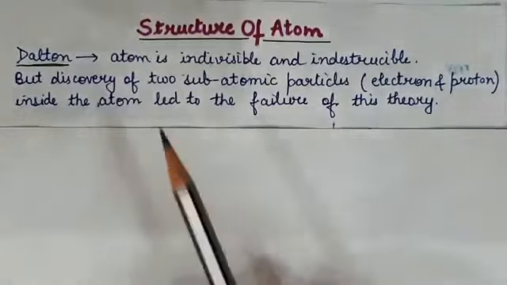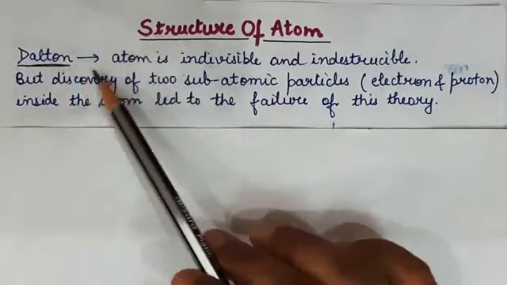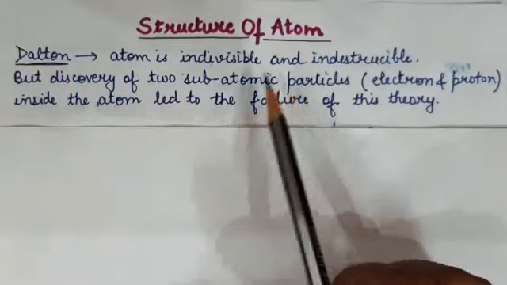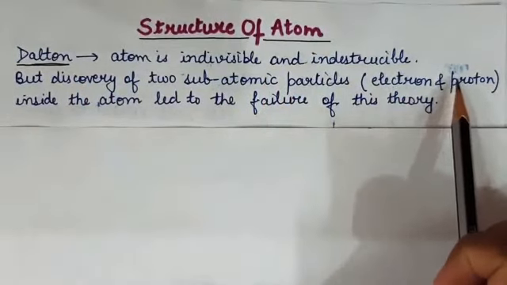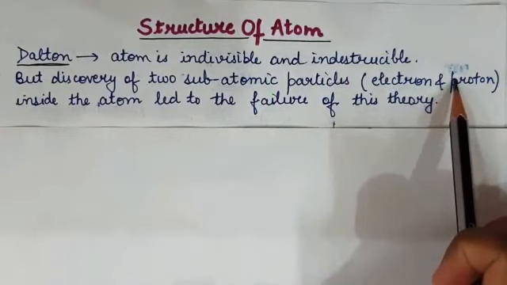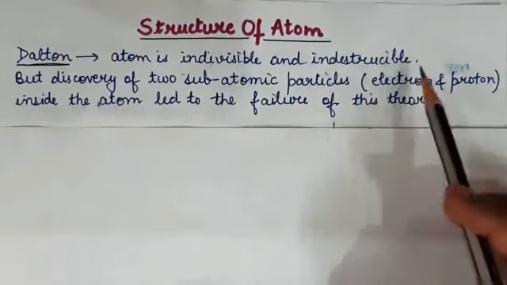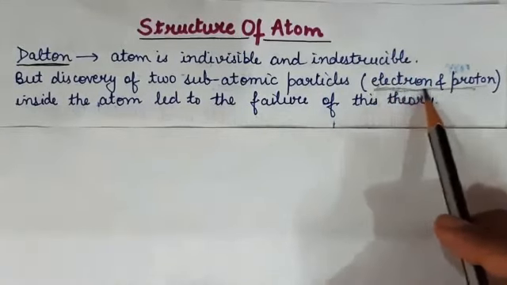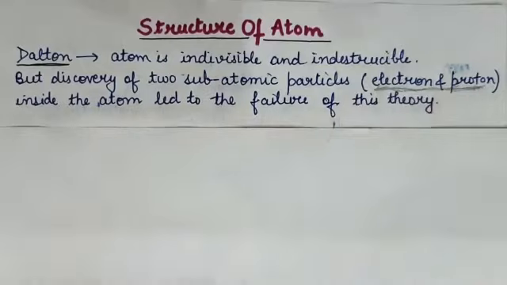Now, you all know that Dalton's theory failed when the two subatomic particles, that is electron and proton, were discovered. So now the question arises how these two subatomic particles are distributed inside the atom. So various theories, various models were given by so many scientists. So let us study those models one by one.